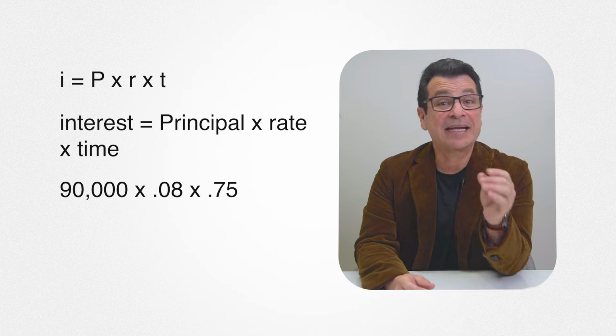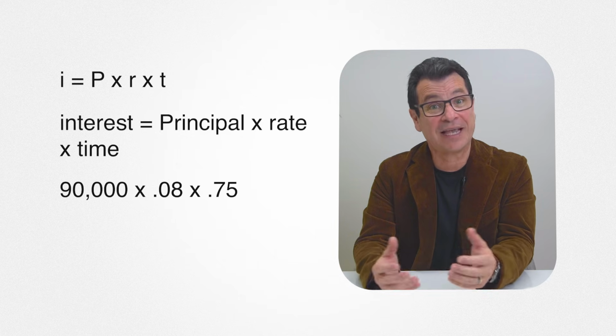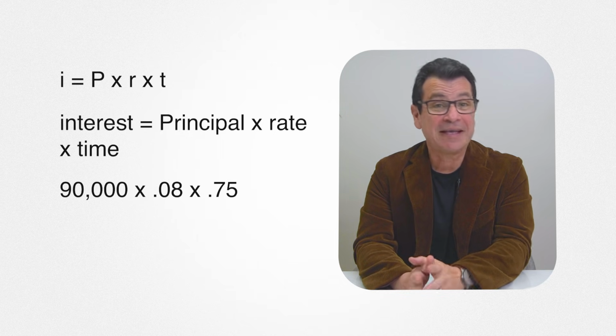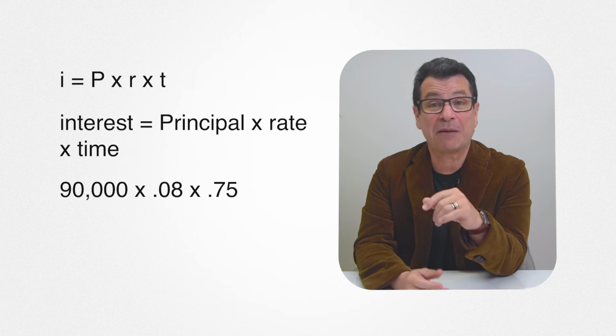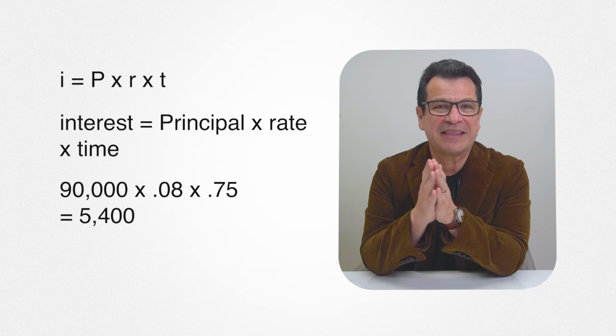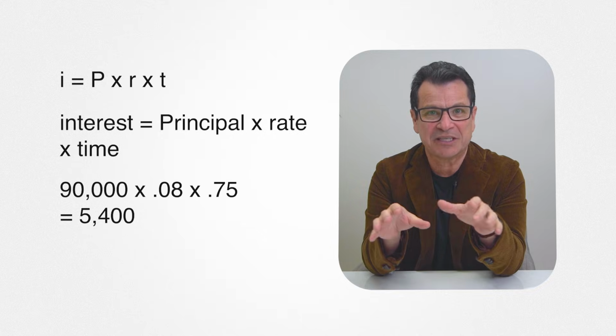Now calculate 90,000 times 0.08, which is the 8%, and that gives us $7,200. Now $7,200 times 0.75, because it's not a complete 12 months, is $5,400. The answer is $5,400. Simple interest depends on time. The only trick is converting months into a fraction of a year. For example, 2 months would be 2/12 or 1/6. Next question.